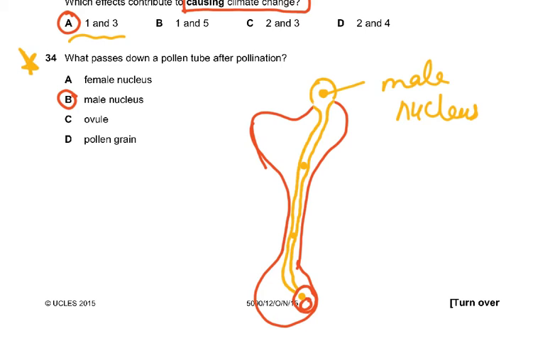So you have to be very clear about what passes down a pollen tube. Some students confused it, thinking that the pollen grain actually travels down the pollen tube. No, this is the pollen grain on top, and this does not move through the pollen tube. No, it doesn't move. It's only the male nucleus which moves through the pollen tube and reaches the female nucleus and fuses with it in the ovule to form the diploid zygote.